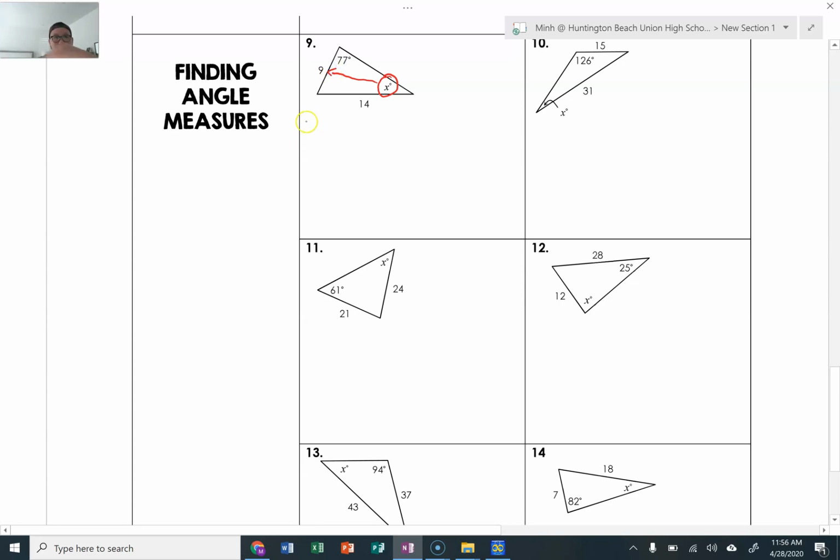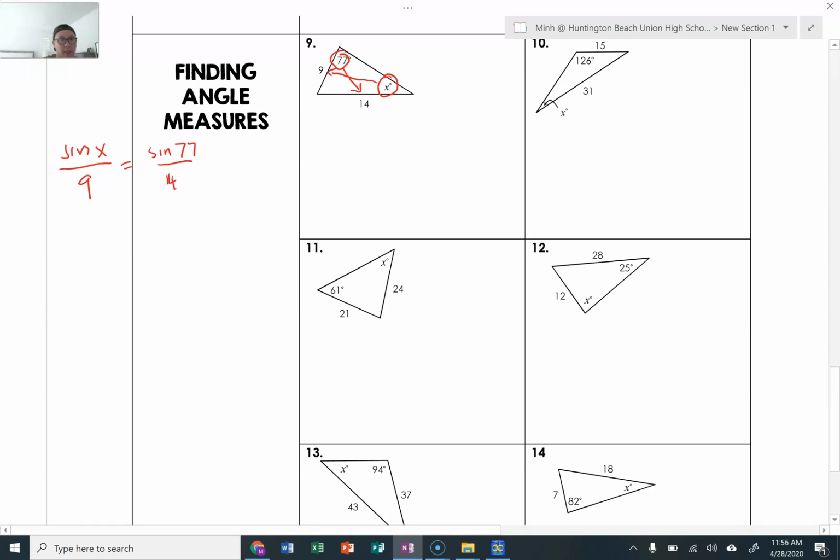So we're going to set it up a little bit differently. I'm going to have sine of x across from 9, and then we need another angle and side, so that's going to be 77. We're given that it's across from 14, so that's going to be sine of 77 over 14. And then we're going to do the same thing, cross multiply.